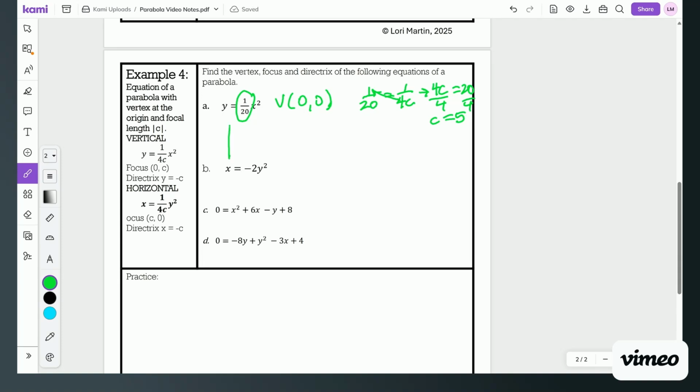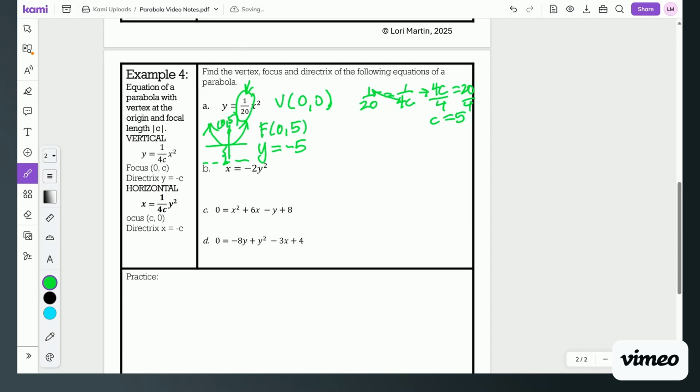This parabola opens up, so I have vertex at 0, 0, opening up because that number in front of x squared is positive. So the distance from 0, 0 to my focus at 0, 5 is 5, and so that's C. That's how I got the 0, 5. So there's my focus, 0, 5, and then I'm going 5 in the opposite direction to get to my directrix, and my directrix is the equation of a line, and it's horizontal so that it won't go through my parabola, at y equals negative 5.